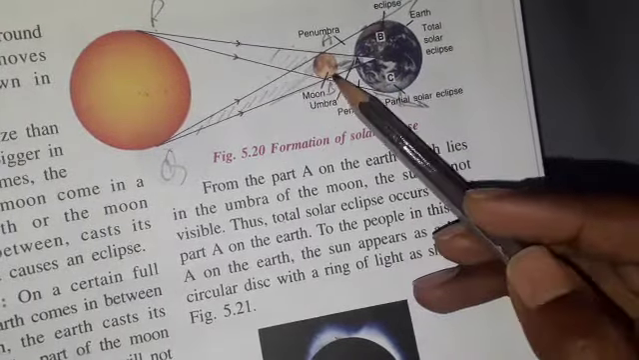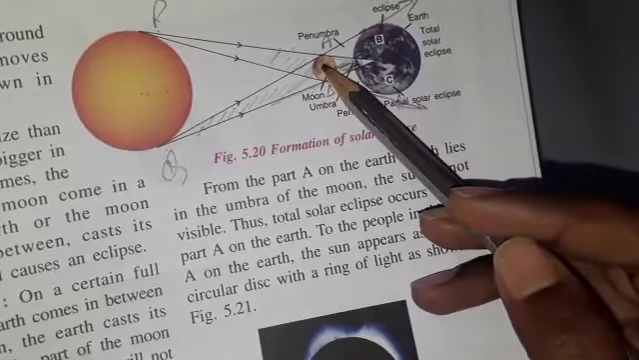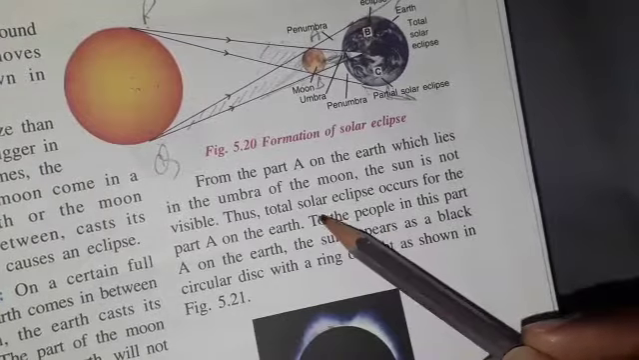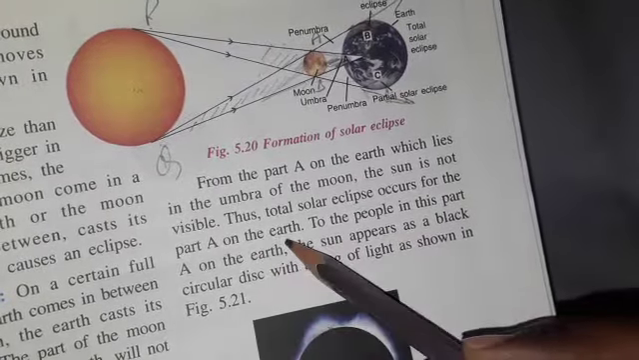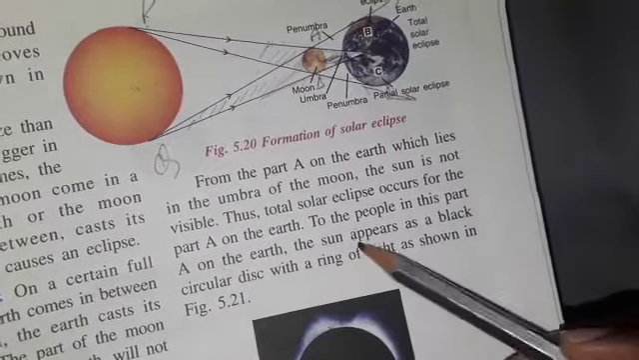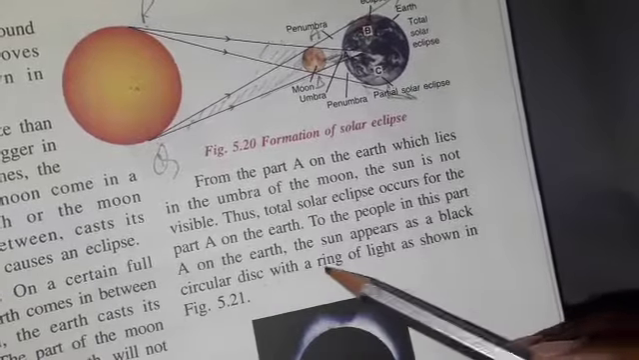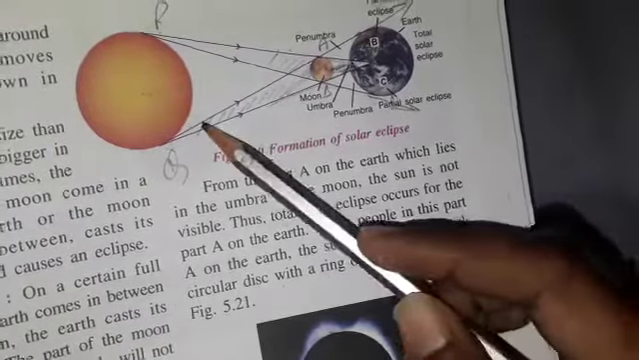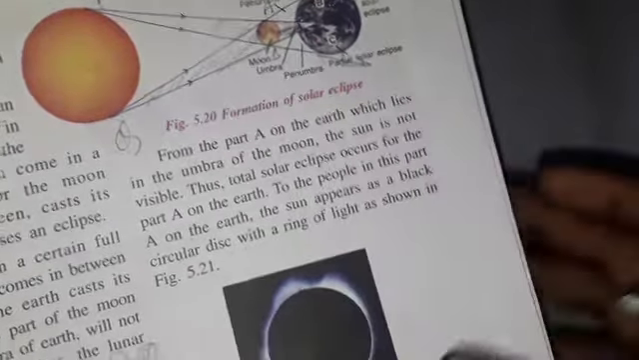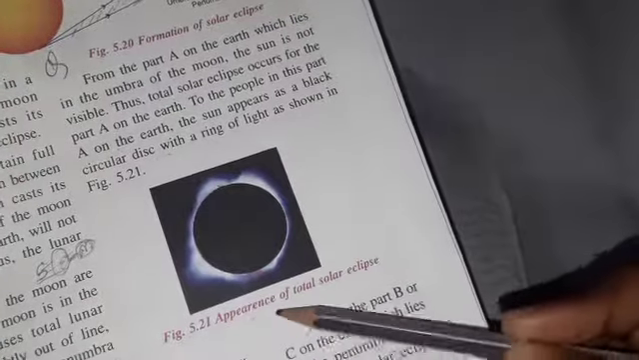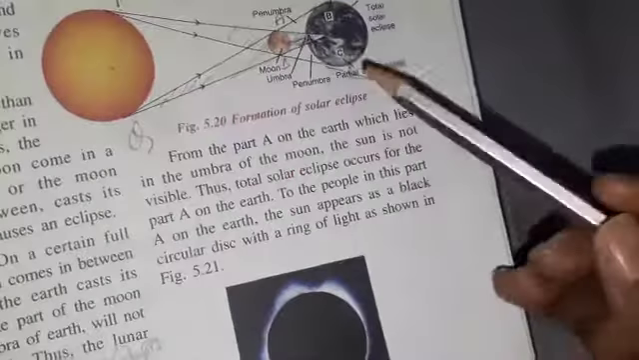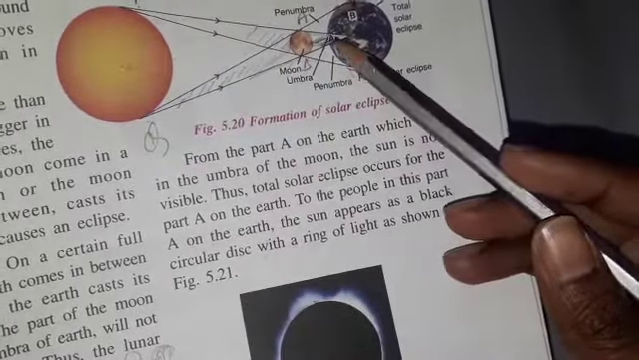So on the same day, class, in one place there is a complete solar eclipse, but for B and C it's a partial solar eclipse. A total solar eclipse occurs at part A on the earth. To the people in this part A on the earth, the sun appears as a black circular disk with a ring of light as shown in this figure. So for point A, it's a complete solar eclipse. Class, so many times we also observe this kind of solar eclipse. At that time, we are in the part of umbra, point A.